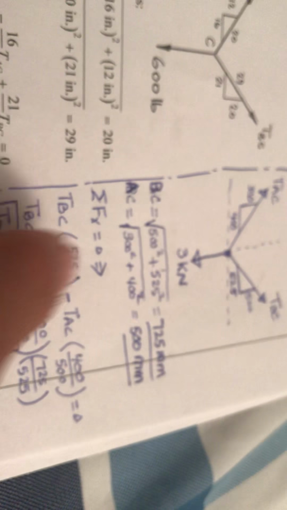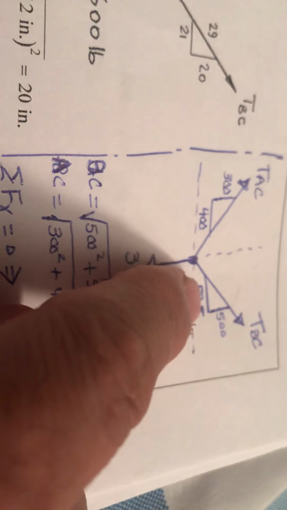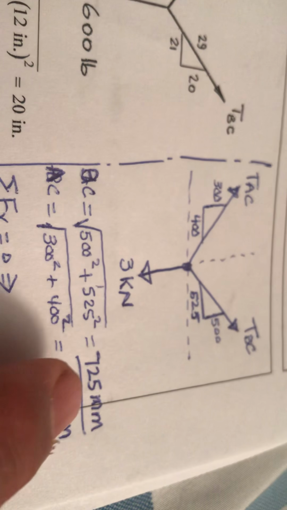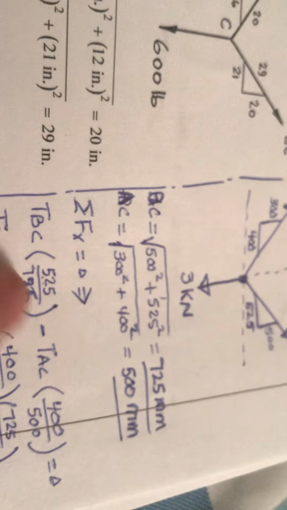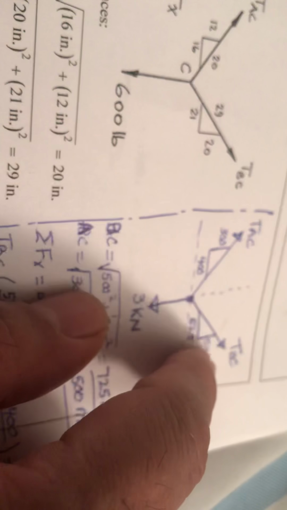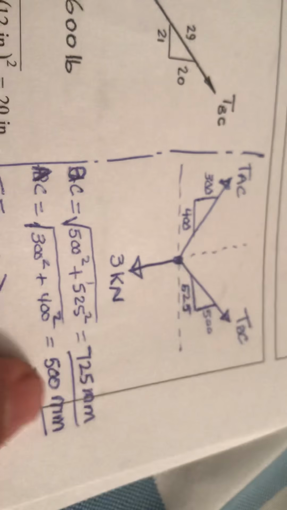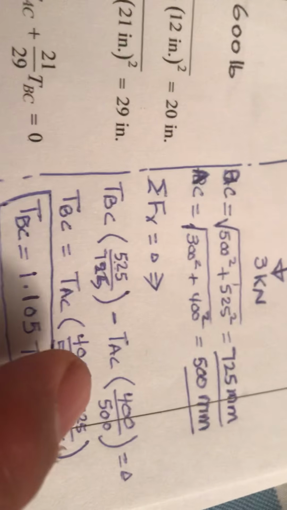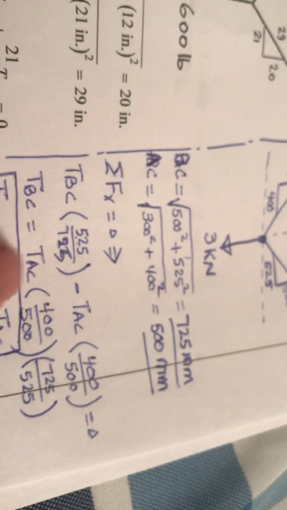So we do summation of forces at X. We're going to count this and this. So TBC, in the x-axis 525 over 725, minus, if this is going to be in the positive, this is going to be in the negative, minus TAC 400 over 500, equal to 0.